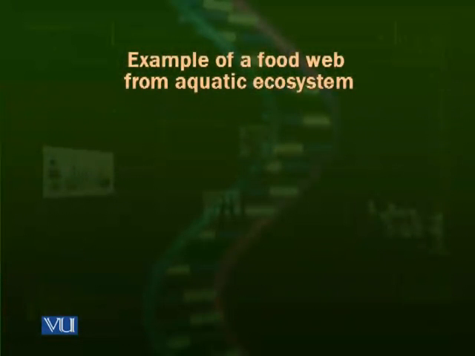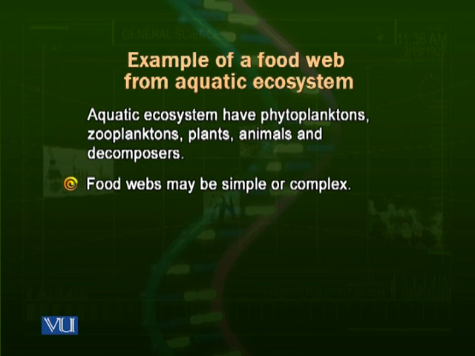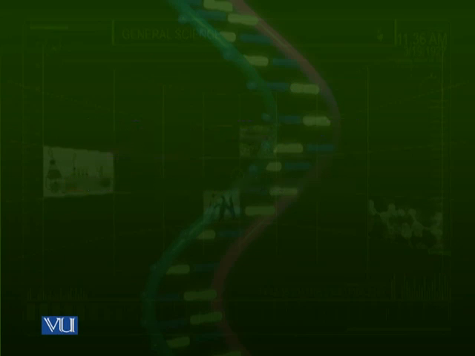We look at an example of a food web from an aquatic ecosystem. Aquatic ecosystem we know as they are very suitable for life. They are suitable for different types of life forms. So aquatic ecosystems, they have animals, they have plants, they have phytoplanktons, they have zooplanktons, they have decomposers. Their food webs are also usually very complex. Let us have a look on an example.